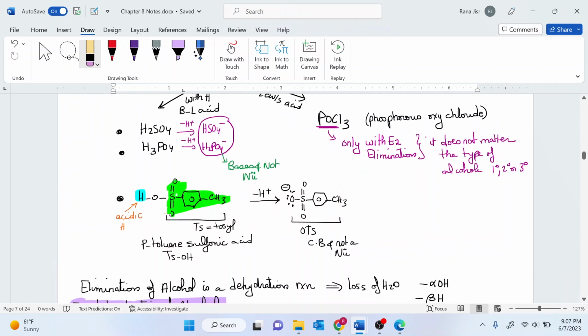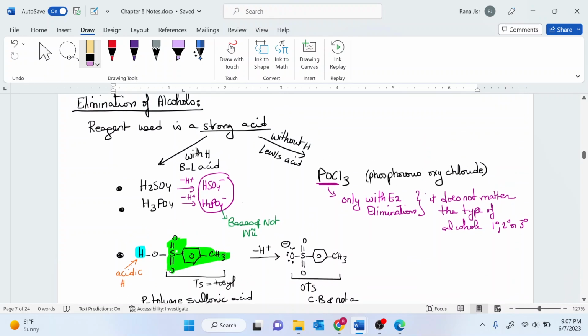Another type of acid is para-toluenesulfonic acid. We abbreviate this as TsOH. This is a strong acid. Again, when this one loses its hydrogen, it becomes a conjugate base. This is not a nucleophile, so the reaction will proceed by elimination. So we have these three Bronsted-Lowry acids that we can use for elimination.